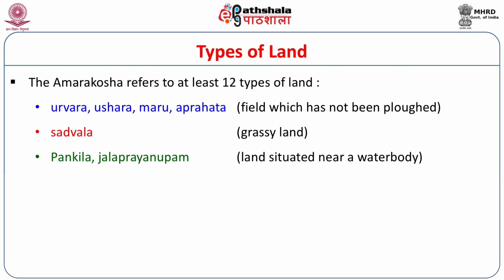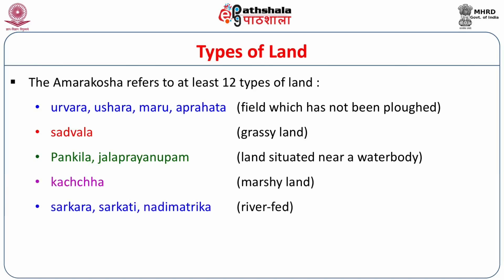Then Pankila, Jalaprayam, Anupam, which is land situated near a water body. We have reference to Kacha, which probably means marshy land. Sarkara and Sarkarati, the meaning is not clear for these two cases. And then Nadi Matrika, which means river fed land, and then Deva Matrika, which means rain fed land. Sometimes the same locality has been described as both Nadi Matrika and Deva Matrika. For example, in a later text, the Ramacharita of the Pala period, most probably 10th to 11th century, we find that Barendri, that is the northern part of the Bengal delta, was both a Nadimatrika and a Devamatrika land.